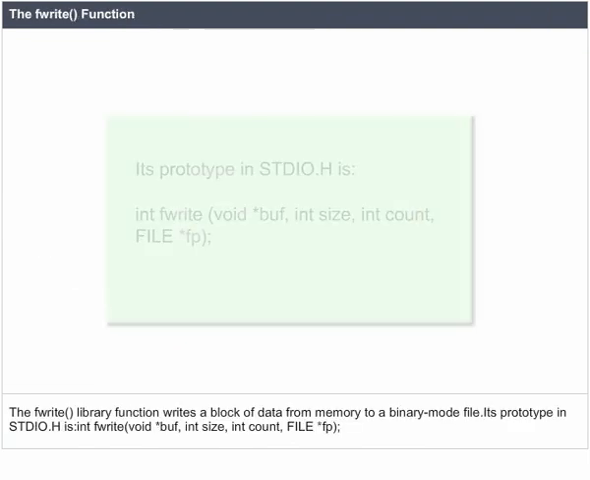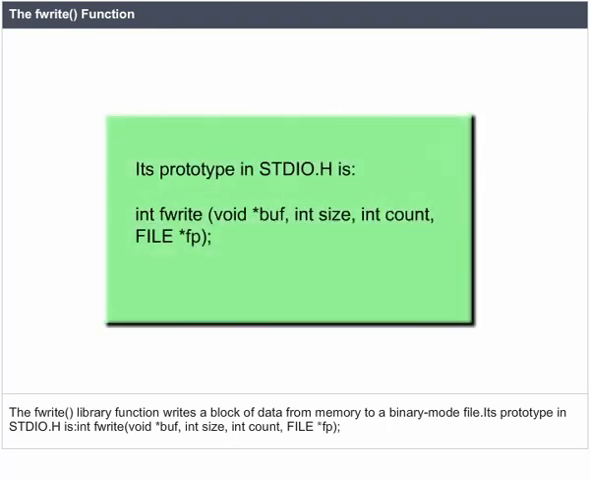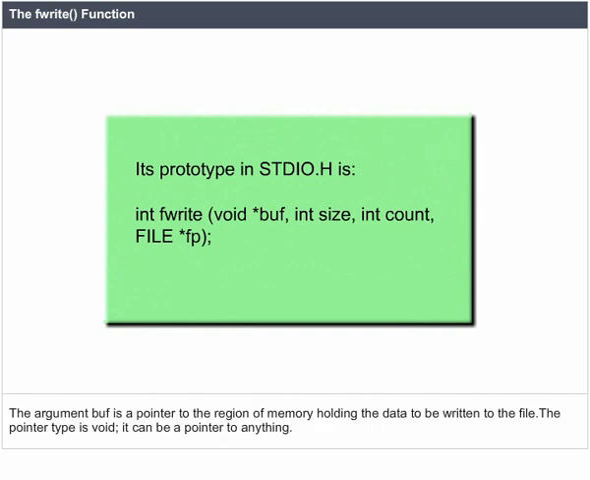The fwrite function. The fwrite library function writes a block of data from memory to a binary mode file. Its prototype in stdio.h is int fwrite(void *buf, int size, int count, FILE *fp); The argument buf is a pointer to the region of memory holding the data to be written to the file. The pointer type is void. It can be a pointer to anything.